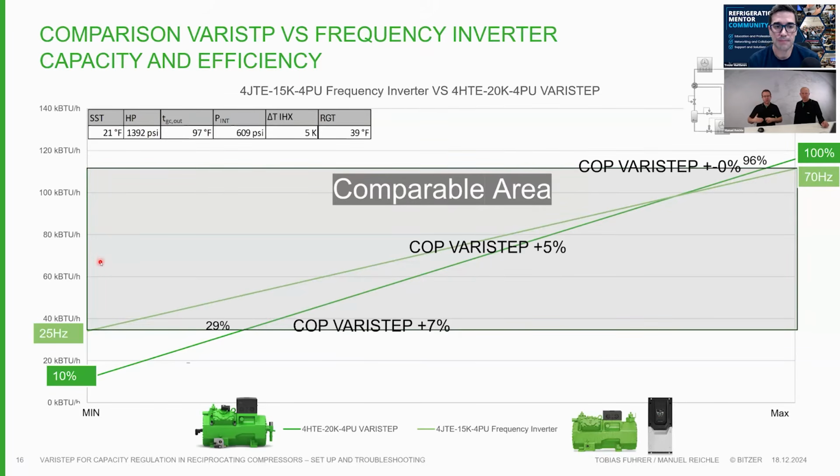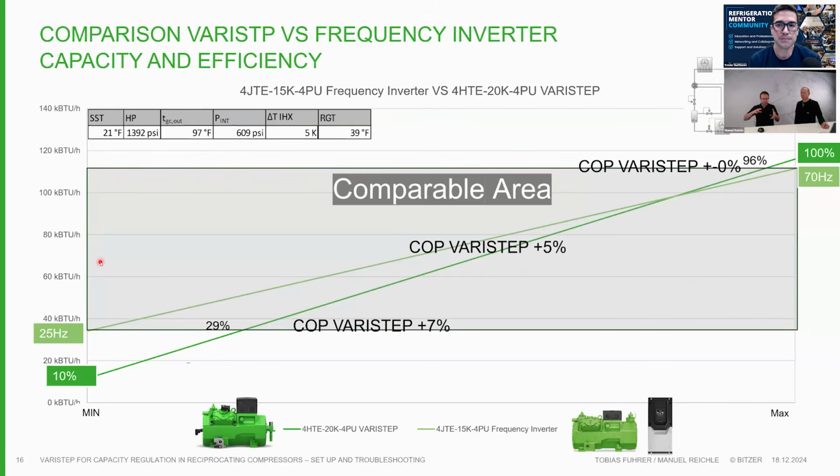And the higher we go, so at around 50% for the Varistep compressor, which is then around 40 to 45 hertz, we still have, let's say, 5% efficiency increase versus the variable speed compressor. And if the CO2 compressor is running at 70 hertz, the variable speed, we have a flat situation. So, of course, this is now a transcritical operating point.